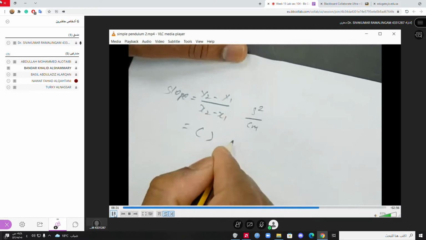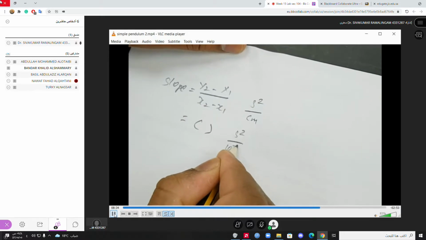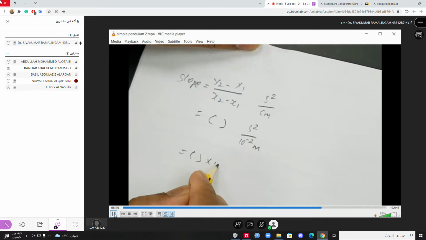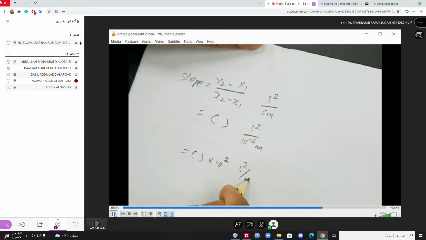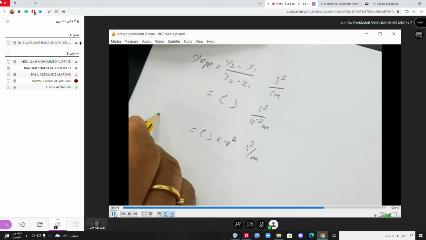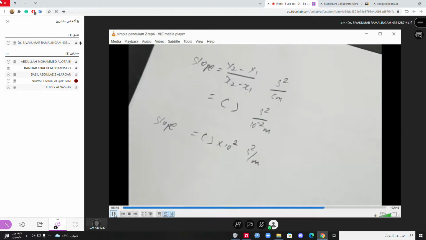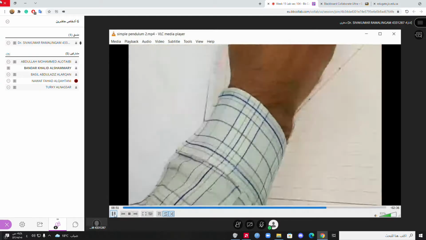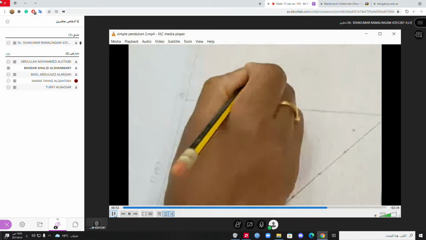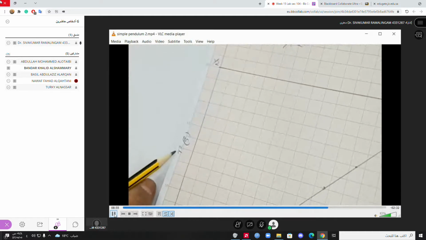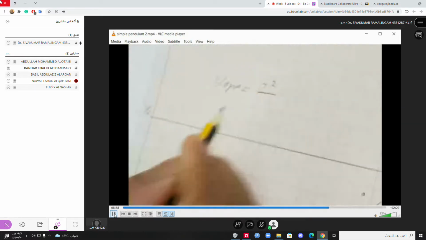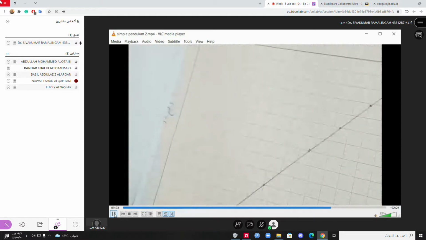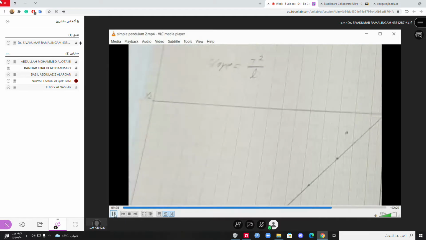Now I want to convert the unit. Second square by 10 to the power of minus 2 meter. Because the numerator became 10 to the power 2, second square per meter. Now I got the slope in terms of SI. What is the meaning of the slope? The slope is equal to y quantity by x quantity. What is y quantity? T square. What is x quantity? L. T square by L is your slope.